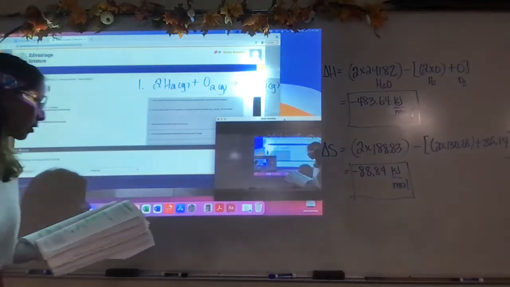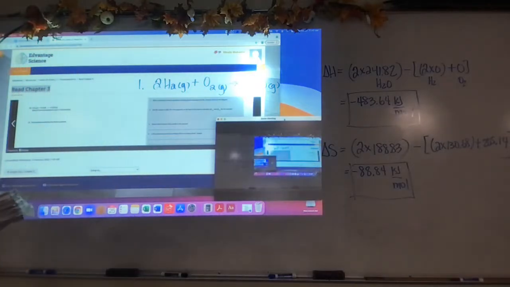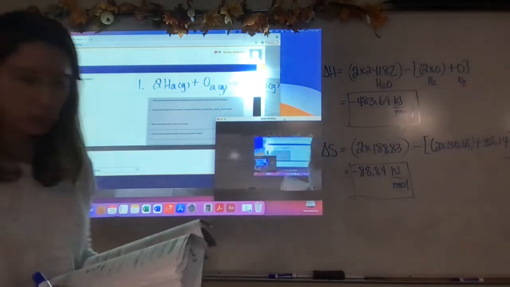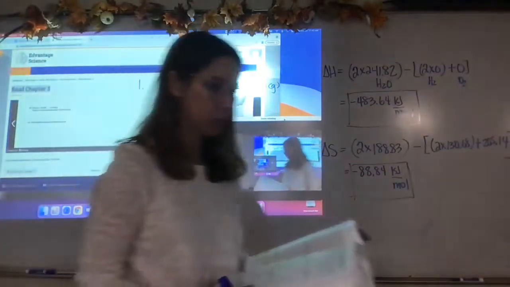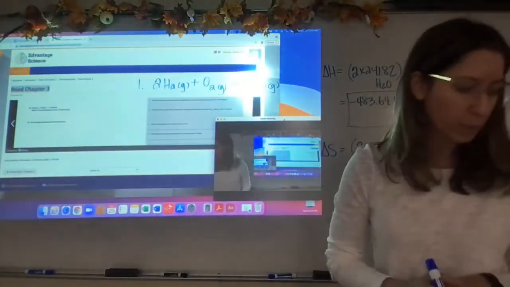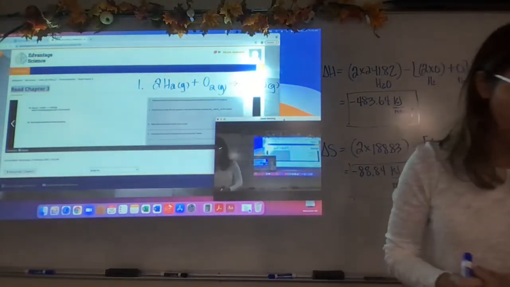Now, the third question is, what is the function of the candle in this process? So that is helping us overcome the activation energy. So that's providing enough energy to get those reactants to convert into product.